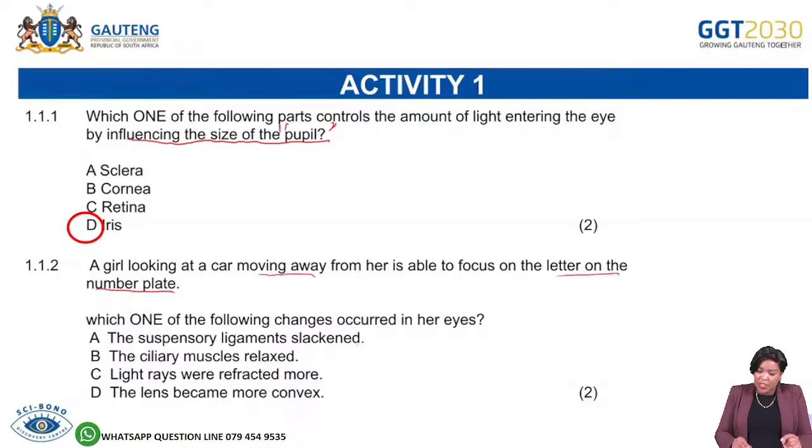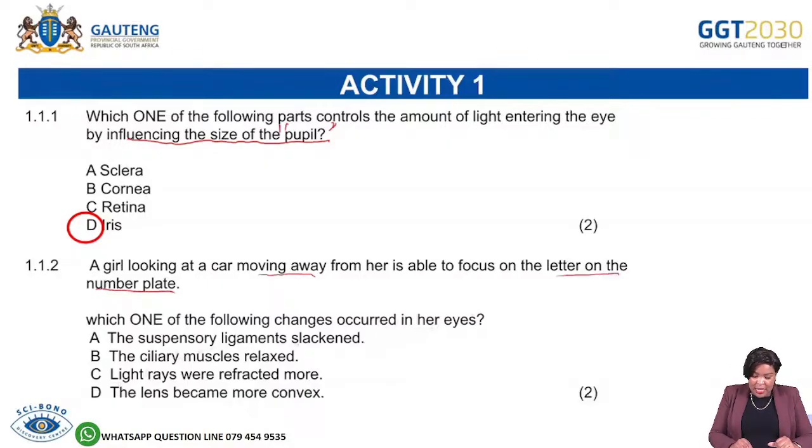Which one of the following changes occurred in her eyes? So as she was looking at this car that is moving away and being able to read the letters on the number plate, what changes were happening in her eye? You can think of the parts that are involved when a person is looking at an object that is far away. You must also think of what is happening to those parts. So let us take a look at these.